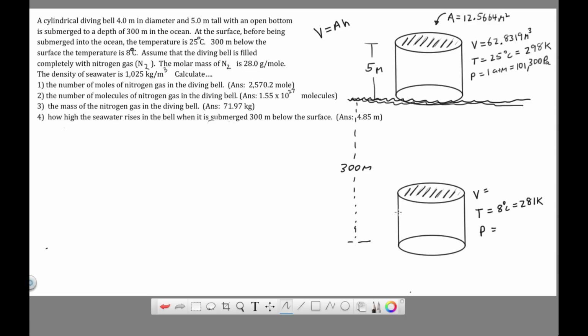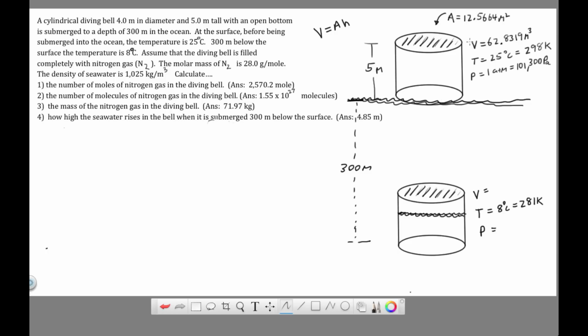So what's going to happen here is the water level inside the diving bell, so this represents the water level. The water is going to compress the air inside the diving bell and make the volume smaller. So we have a starting volume up here, which we already calculated, 62.8 cubic meters, and then there's going to be an ending volume that's smaller. So this is a problem where we have a gas, the gas is the air. We have a gas that is under 2 different conditions. Or I should say the gas is nitrogen, because the problem says it's nitrogen.